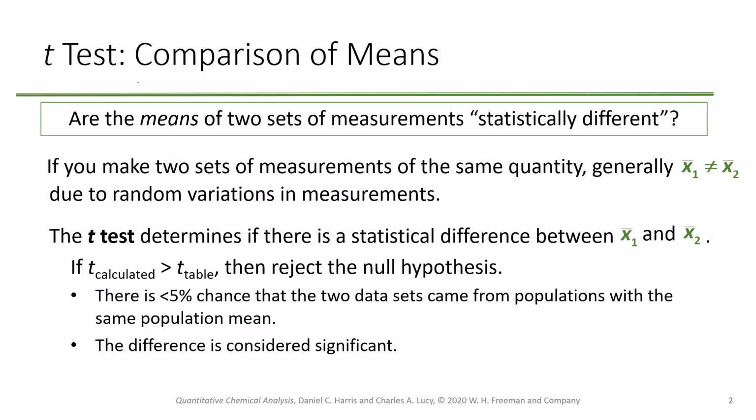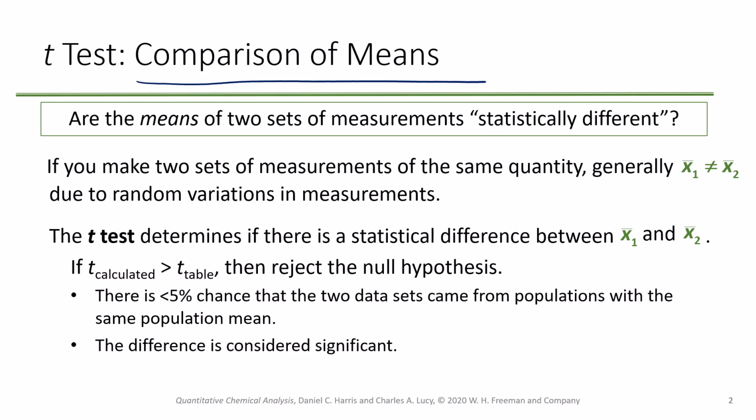So a t-test will compare the means of two different sets of data. Typically the question will say, are the means of two sets of measurements statistically different? If you make two sets of measurements of the same quantity, generally the means are not the same due to random variations of the measurements. So we'll do a t-test to determine if they are statistically different between mean 1 and mean 2.